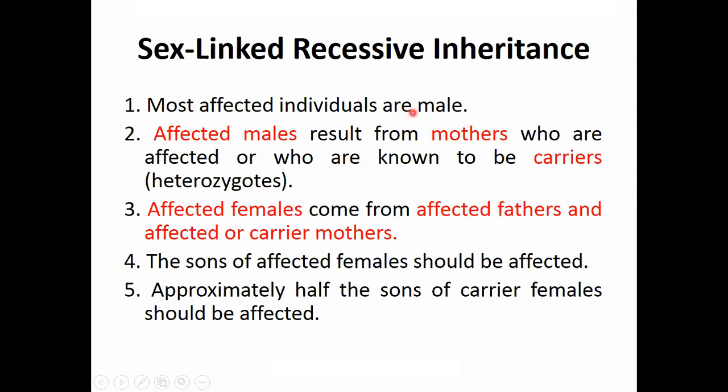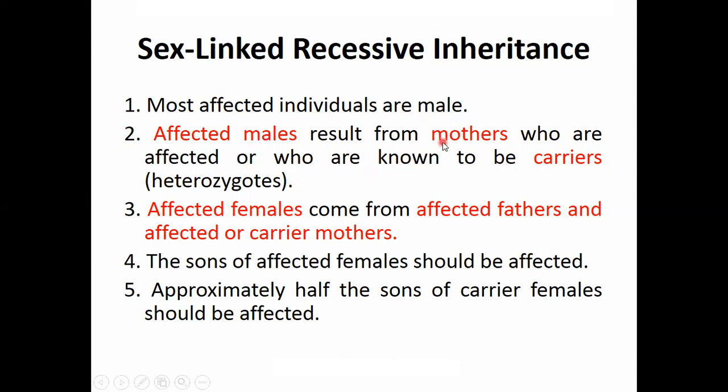X-linked recessive traits are mostly present in males. What is the reason? Because males are hemizygous for the X chromosome. A male carries a single X chromosome, and if a single recessive copy is present on it, the male can express it easily. The second character is that affected males result from mothers who are affected or who are known to be carriers.